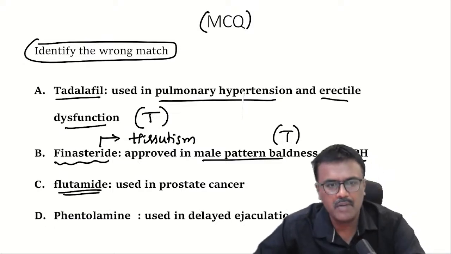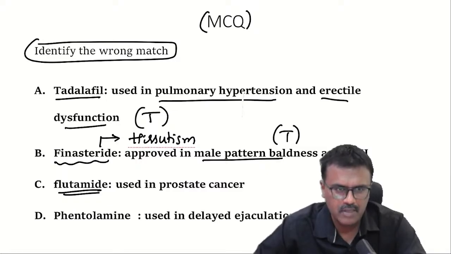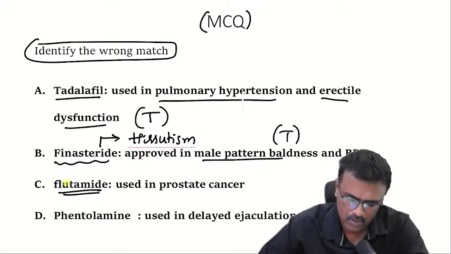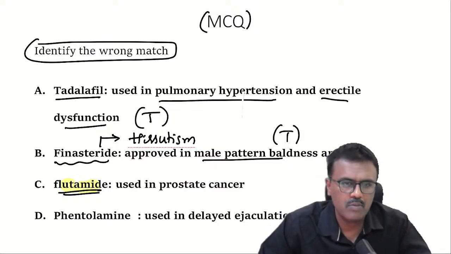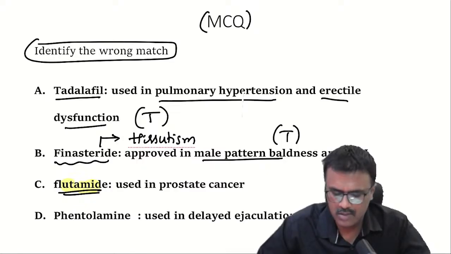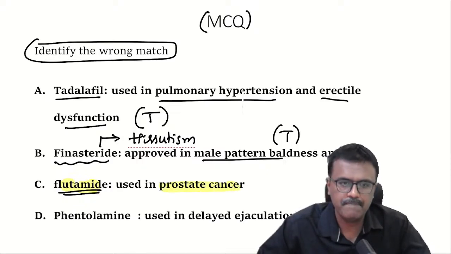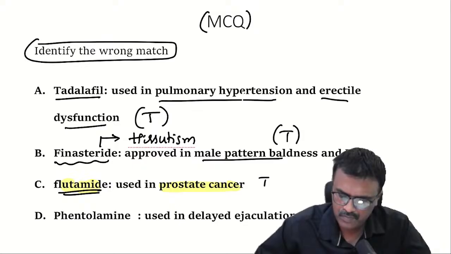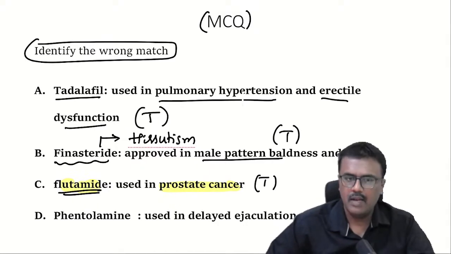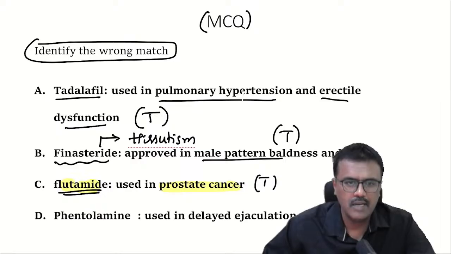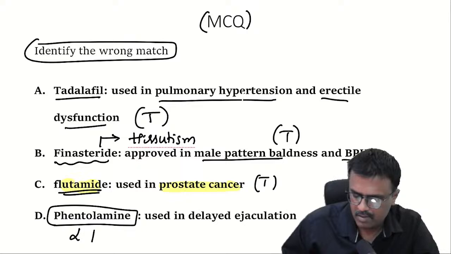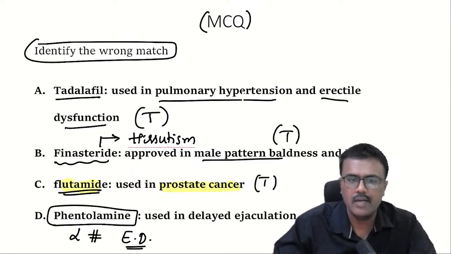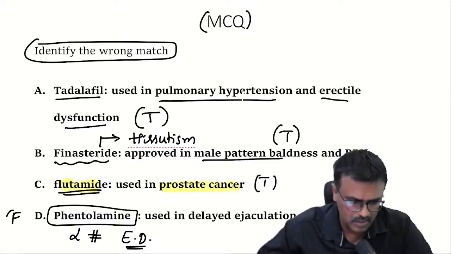Flutamide. What is flutamide? It's an androgen receptor blockade. Remember, anything ending with lutamide, flutamide, bicalutamide, nilutamide, they're all androgen blockers used in prostate cancer. That is also true. Now coming to last option, phentolamine is used in delayed ejaculation. No, phentolamine is an alpha blocker which is used in erectile dysfunction, not in delayed ejaculation. So the false statement is D.